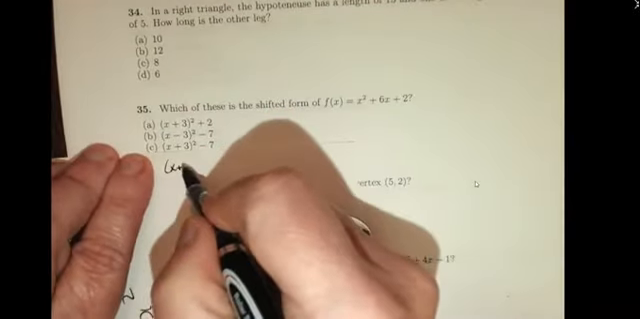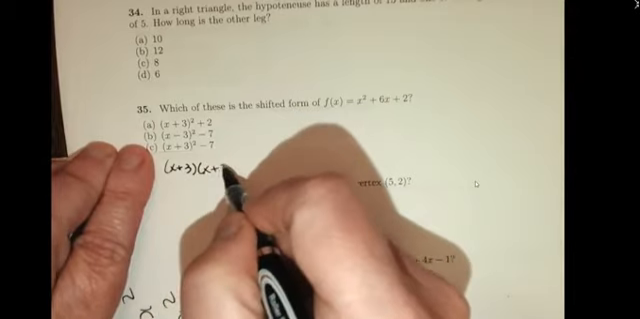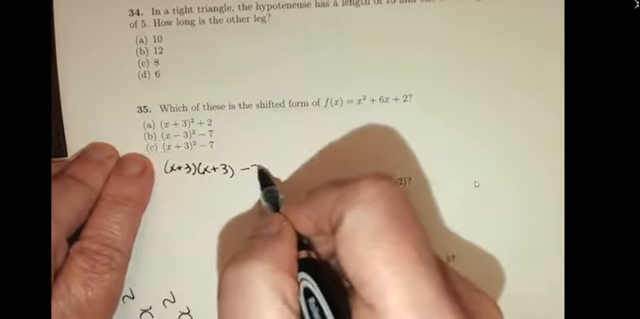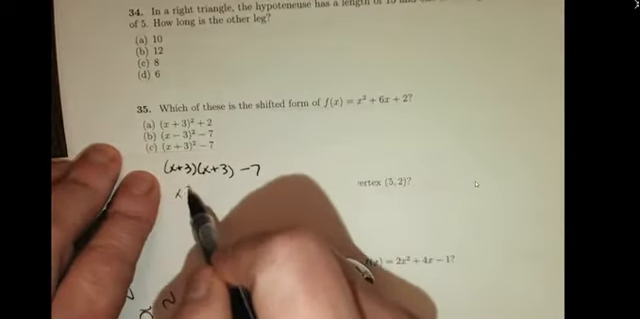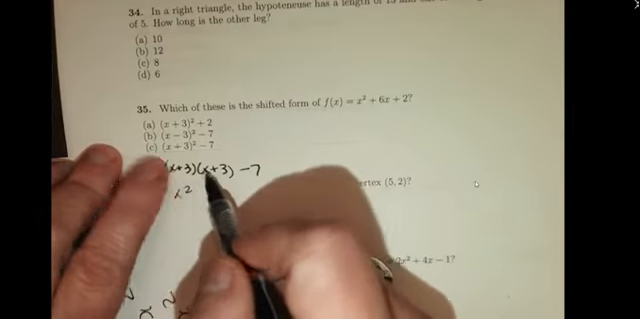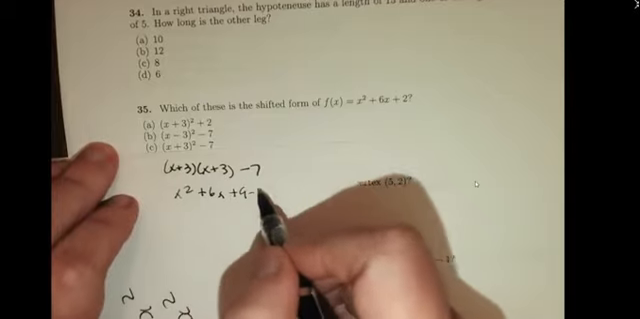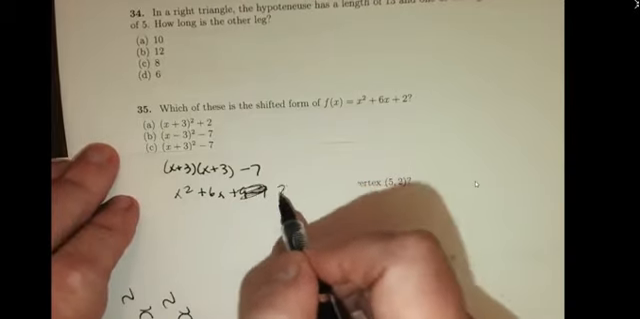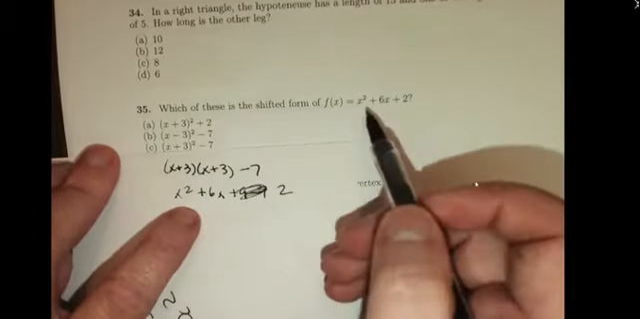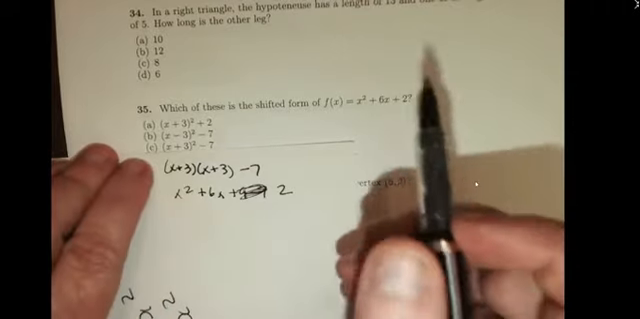What about selection C? That's going to be x plus 3 times x plus 3 minus 7. So I'm going to have x squared plus 3x plus 3x, and 3 times 3 is plus 9 minus 7, and that's going to be plus 2, and this one matches. So they're the same. So the answer is C.